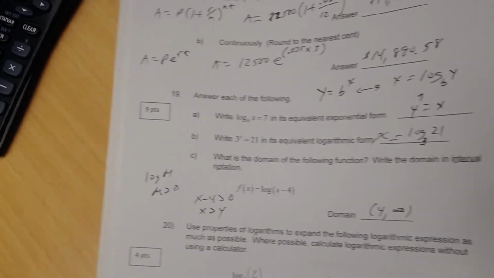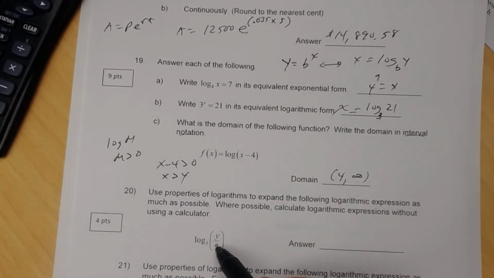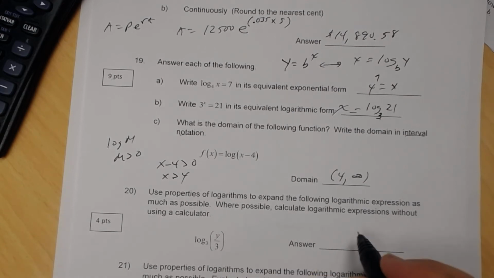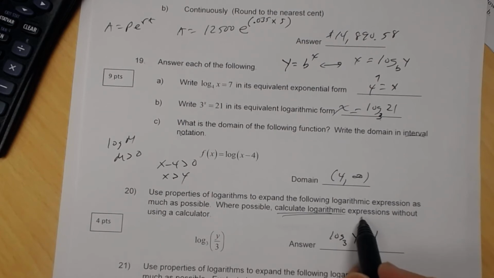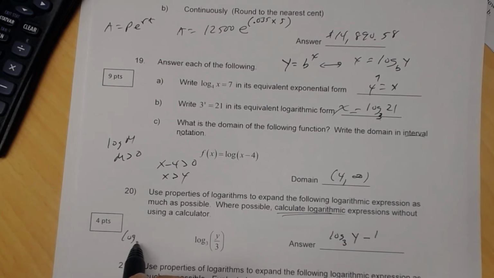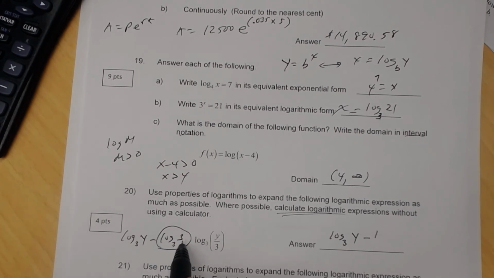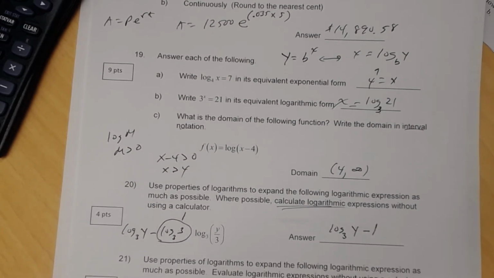All right, over here, you want to use your properties of logarithms. So remember, in this case you can use the quotient rule. So the quotient rule says I'm going to write this as the difference of 2 logs. So you can use subtraction. So you're going to say the log base 3 of y, subtract, because it did say calculate expressions without using a calculator. So let me do that here. So that's log base 3 of y, subtract log base 3 of 3. Now this is where you have to remember the log base 3 of 3, that's just 1. 3 to what power is 3? Well, 3 to the first power is 3, so that's a 1 here. So here's your answer. Log base 3 of y minus 1.